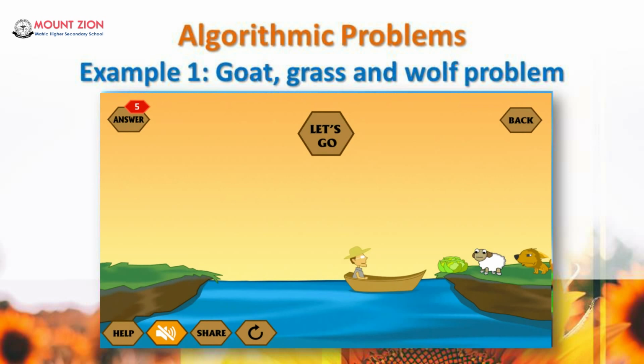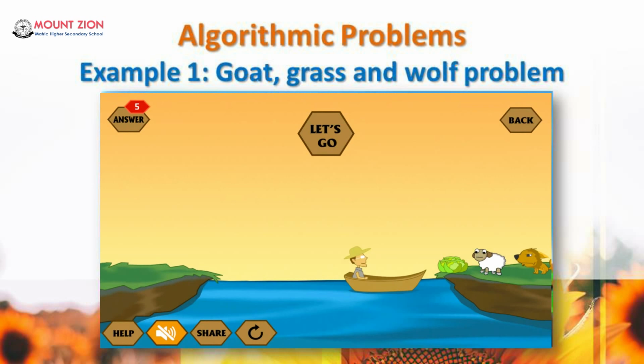Consider the well-known goat, grass and wolf problem. A farmer wishes to take a goat, a grass bundle and a wolf across a river. However, his boat can take only one of them at a time. So several trips are necessary across the river.